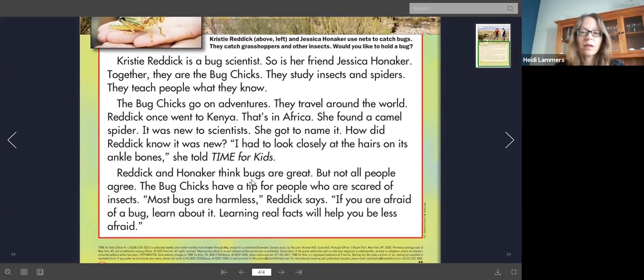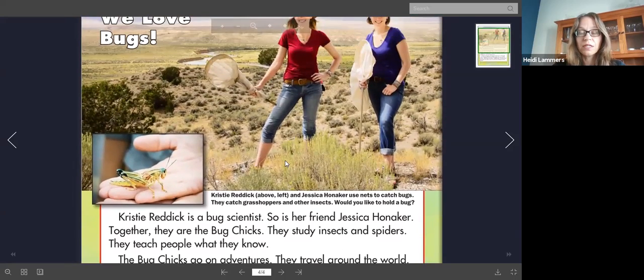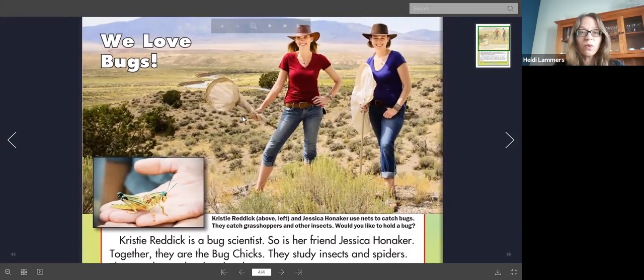Reddick and Honecker think bugs are great, but not all people agree. The bug chicks have a tip for people who are scared of insects. Most bugs are harmless, Reddick says. If you're afraid of a bug, learn about it. Learning real facts will help you be less afraid. That's good advice. So she discovered a new spider. That's amazing.